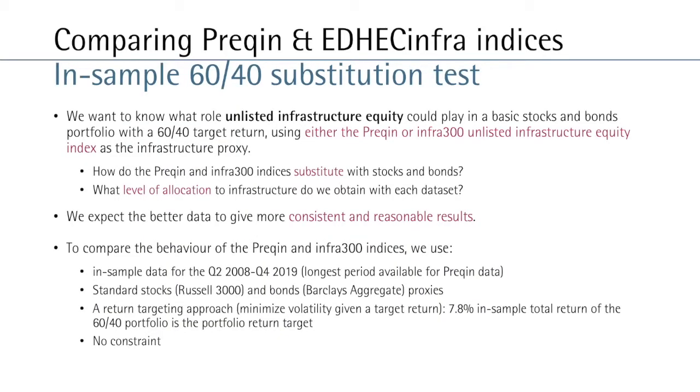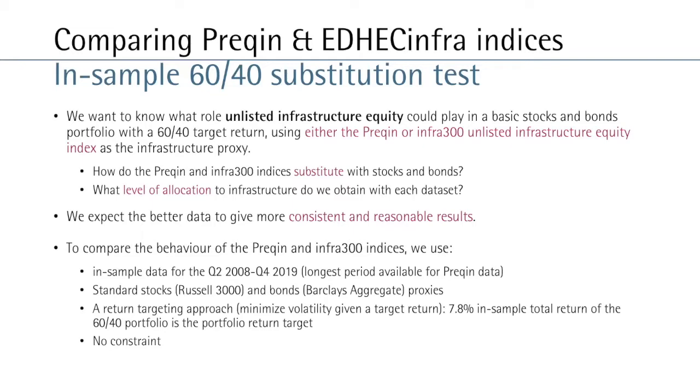And let's go a bit further. Let's do a simple test. Obviously, we prefer the Infrastructure 300, no surprise here, but to make sure that we really want to use this one, we'll take a standard 60-40 portfolio of stocks and bonds, and we'll add either the Preqin index or the Infrastructure 300 and see what happens. We want to know how stocks and bonds will react to the addition of the infrastructure proxy in the portfolio. And we also want to see what indicative level of infrastructure investment we get in this optimized portfolio. These results, of course, are not very realistic, but they should tell us something about the quality of the data.